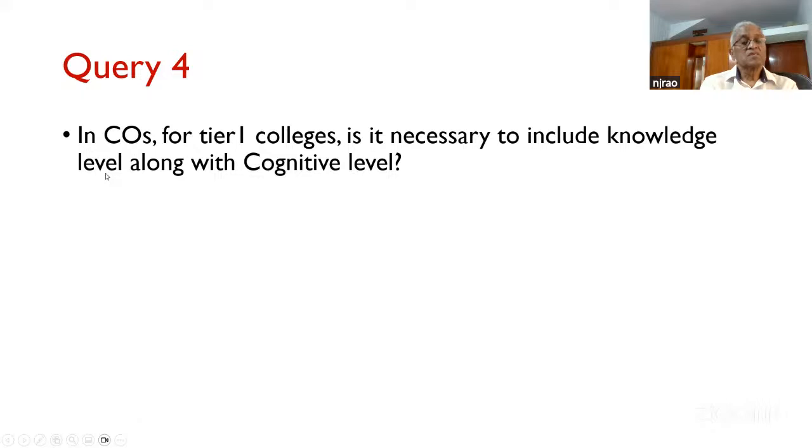Okay, the next one is, in COs for tier 1 colleges, is it necessary to include knowledge level along with cognitive level? See, many of these things, whatever we have presented to you, how to write COs, this is one method, okay? After a lot of testing with faculty in various courses, we have come up with this kind of a structure. Now, why should we include knowledge level along with cognitive level? Cognitive level is very clear, that people even ask to be included so that relevant cognitive levels are all addressed.